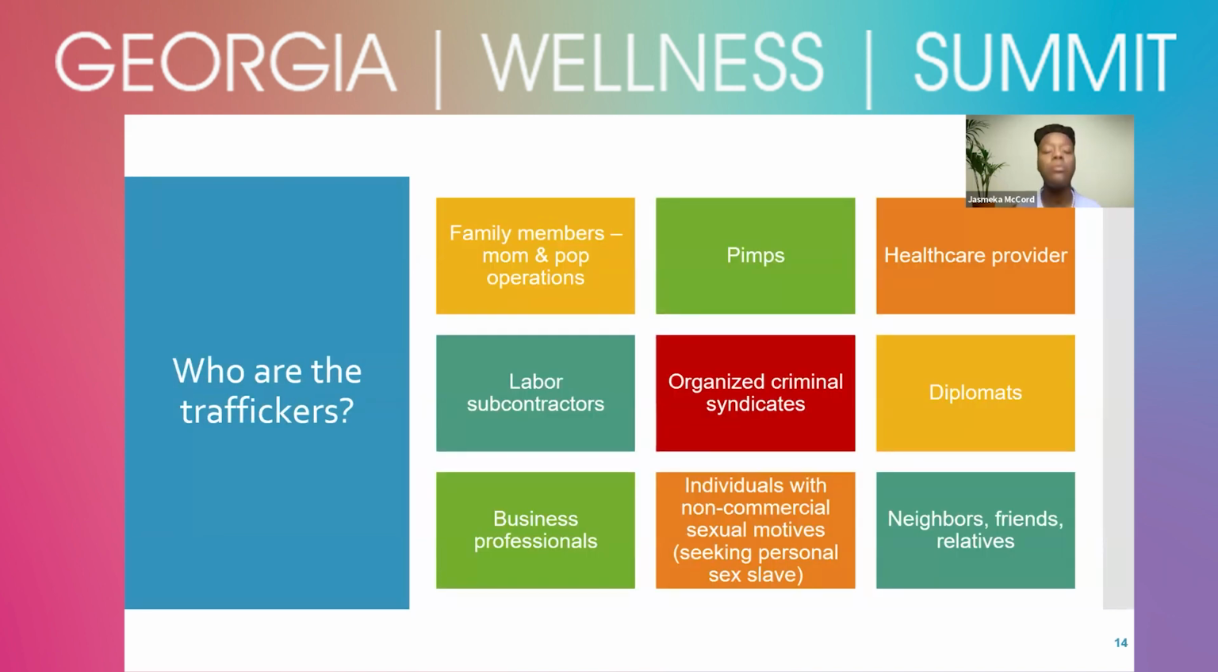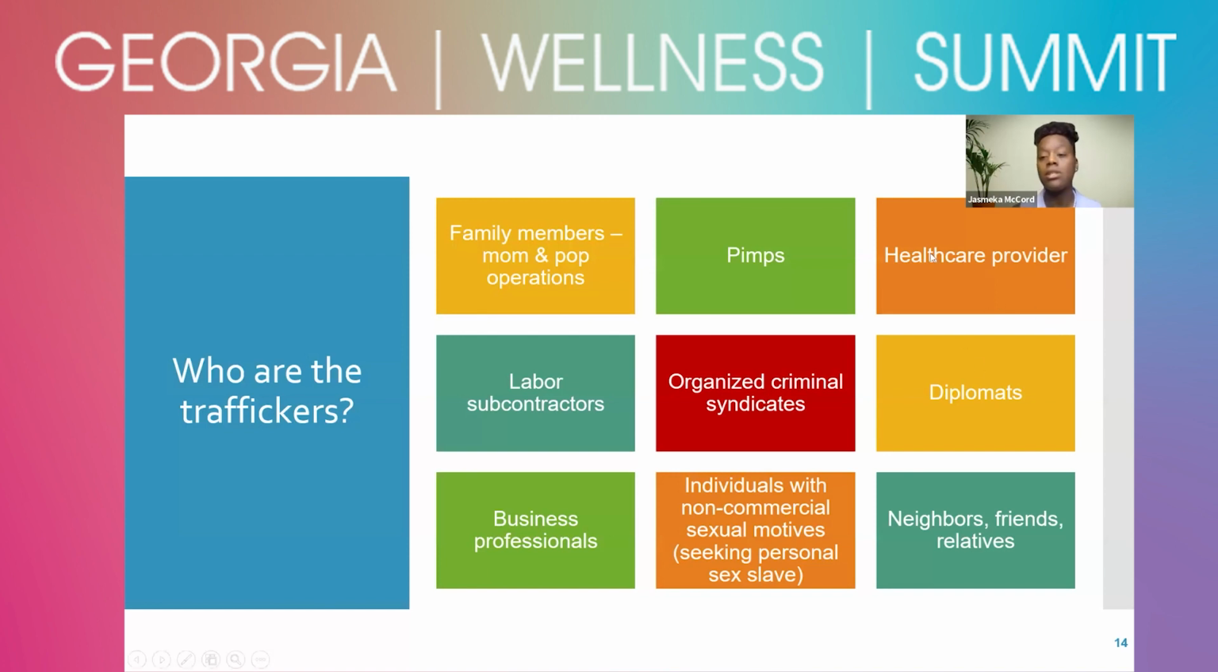Chapter 3 involves who is involved in human trafficking. This is so important for us to understand because if you pay attention to this slide, you'll see that the range of traffickers is so vast. You can have someone who is just a family member, a mom, a dad, an uncle, a cousin that run mom and pop operations. And then that goes as vast as someone who is a diplomat or organized criminal syndicates. You can have regular pimps, business professionals, neighbors, friends, relatives. There really is no exclusion as it pertains to who can be a trafficking victim or a trafficker.